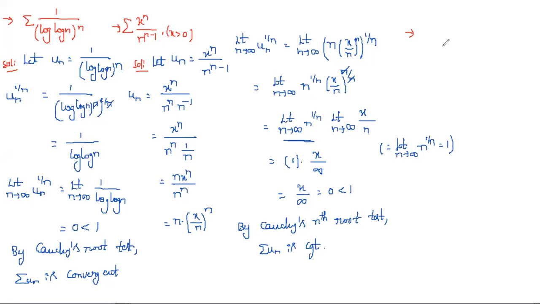Next is the convergence of the series summation (n plus 1) whole power n x power n by n power n plus 1. Now note the solution. Here, first as usual, you can give the name for this one: let un is equal to (n plus 1) whole power n x power n by n power n plus 1.